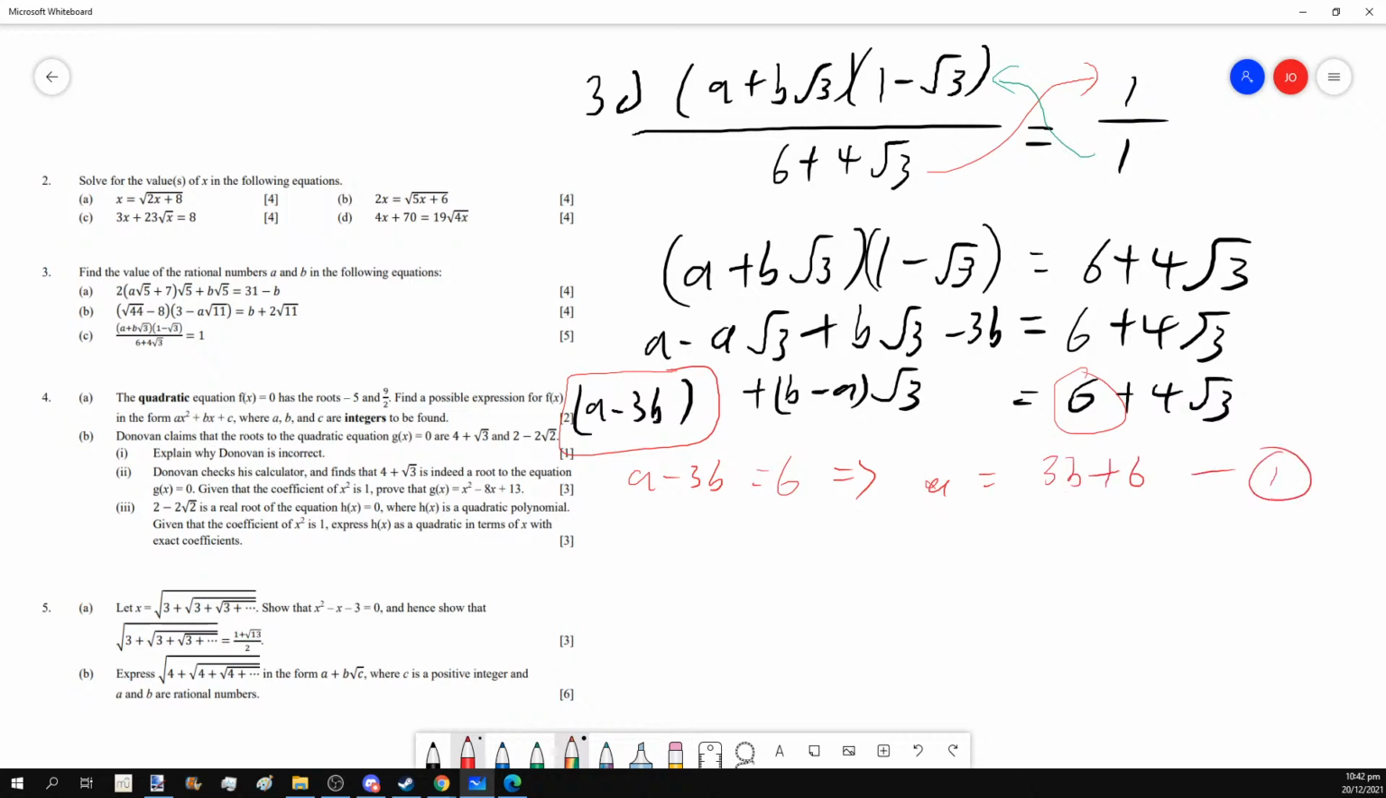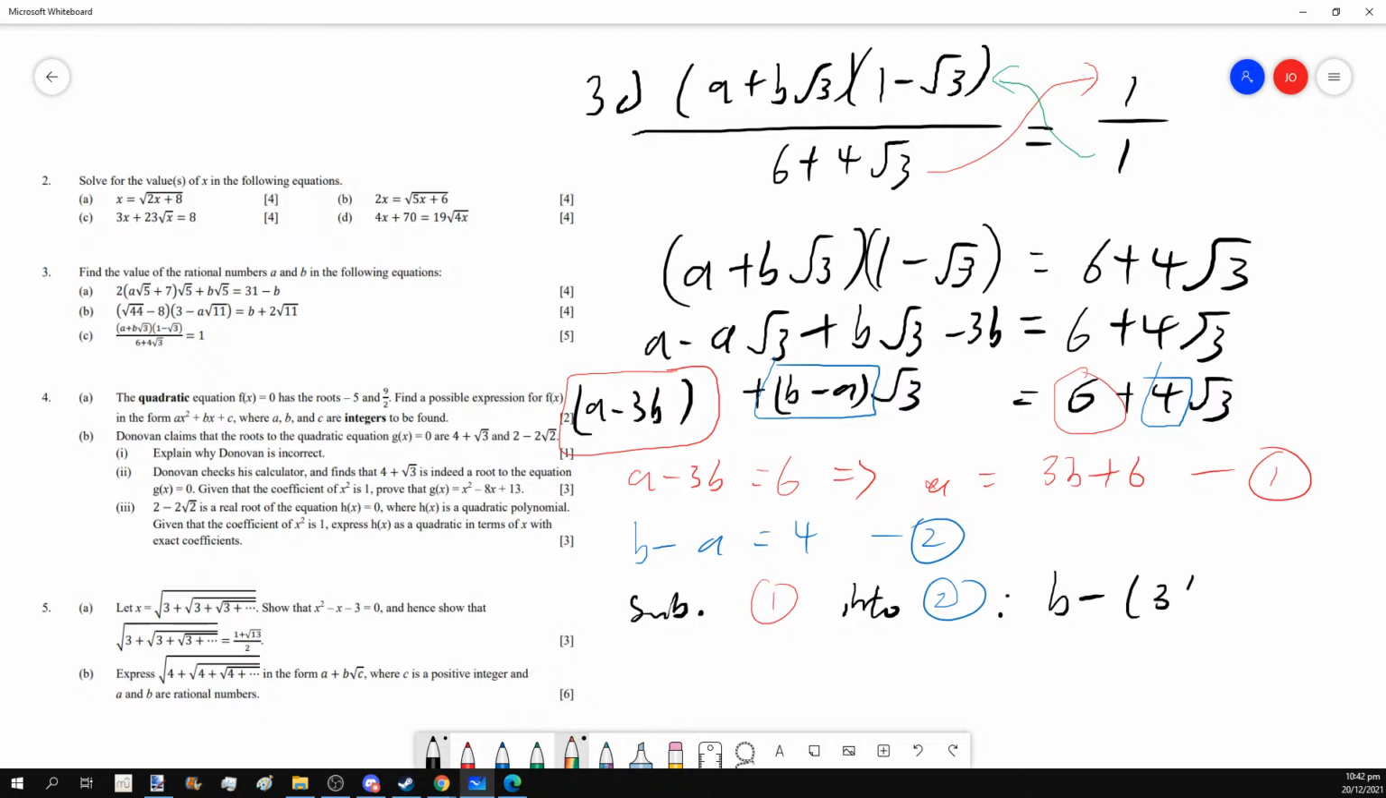Let's call this equation 1. From the blue part, we will see that b minus a equals to 4. Let's call this equation 2. From here, we will substitute in 1 inside 2. And this will give us b minus a, which is this entire chunk over here, equals to 4.